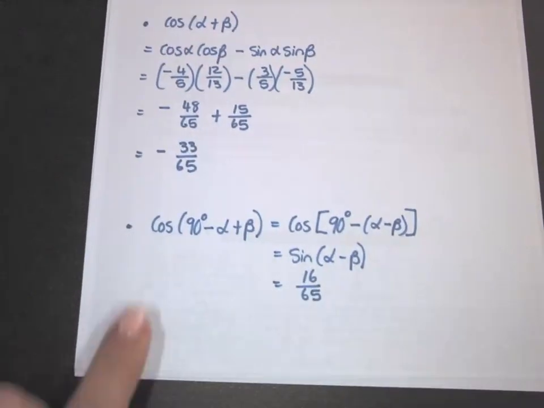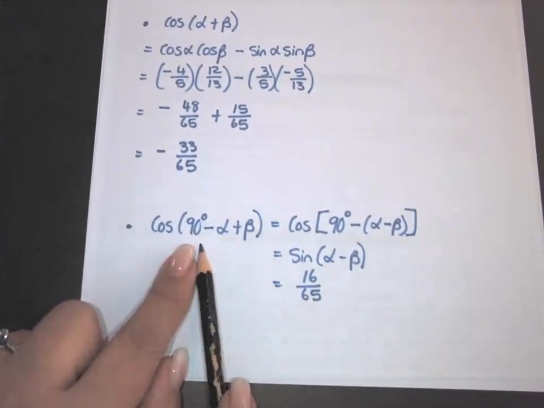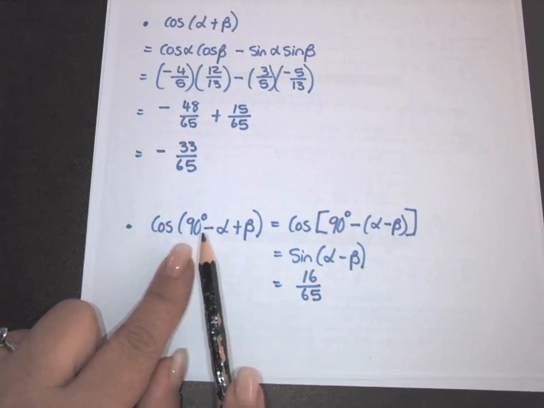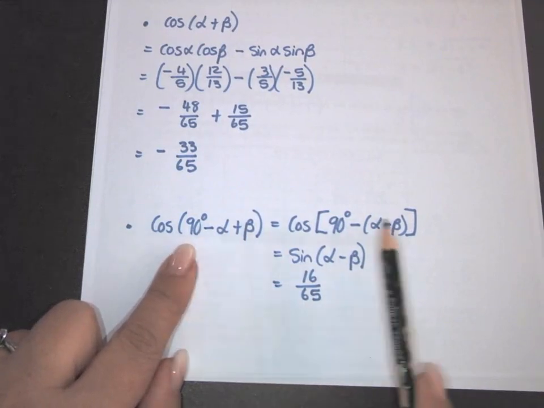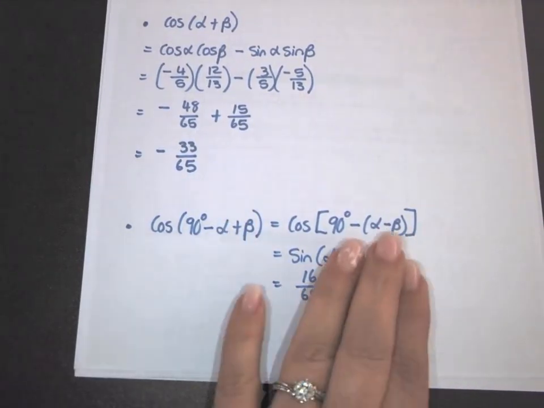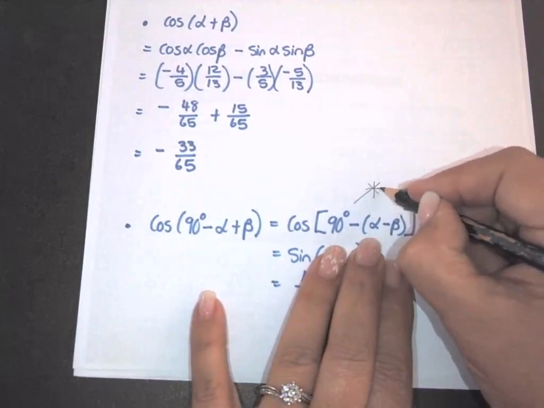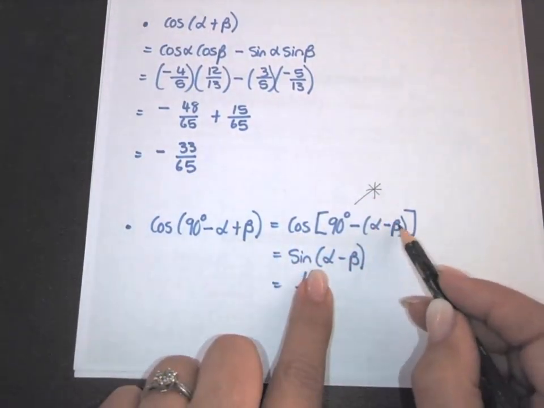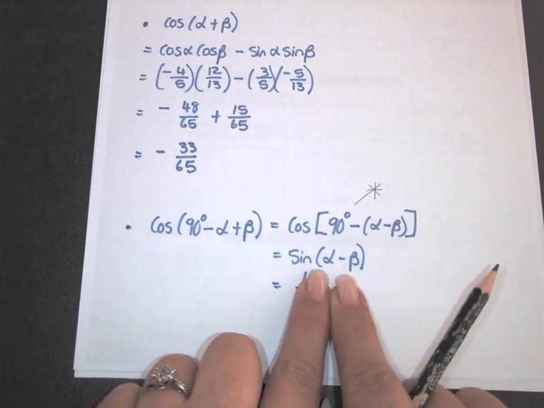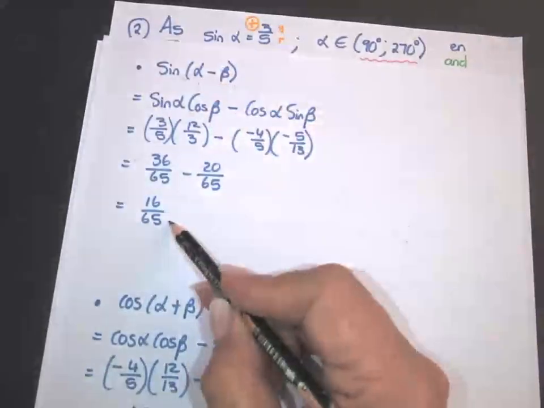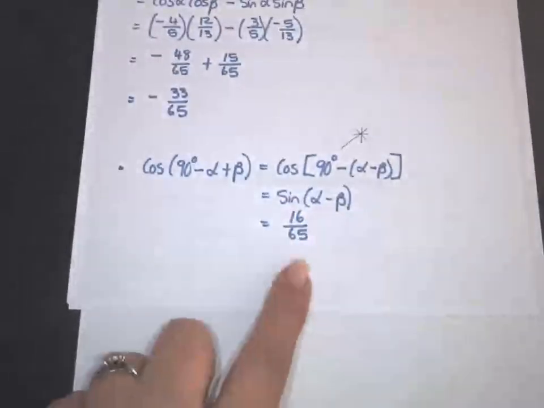Third one. This one looks difficult. 90 minus, and then you put those two in brackets. Remember to change that sign. And then we have the little theory. It changes cos to sine, and you use that angle. We already worked out what this is in the first sum. So you just substitute. Okay. Happy.